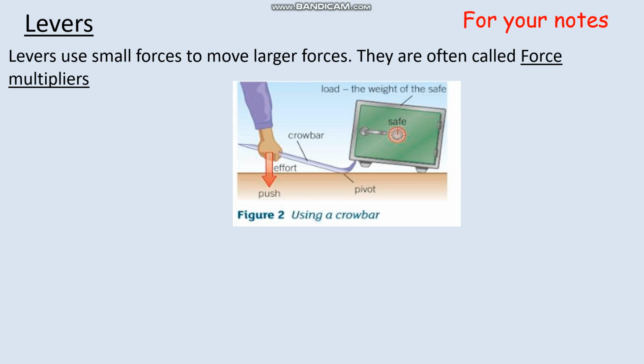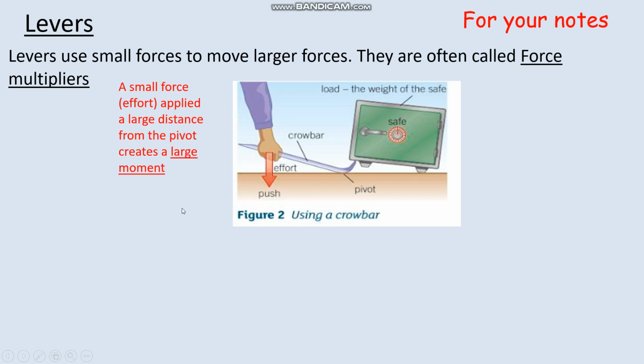Let's take a look at the most common type of lever. It's a crowbar, and the crowbar here is being used to lift quite a substantial heavy safe with quite a small amount of effort, and we'll see why that is.